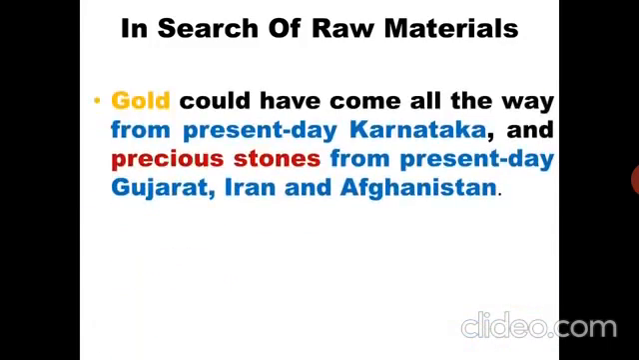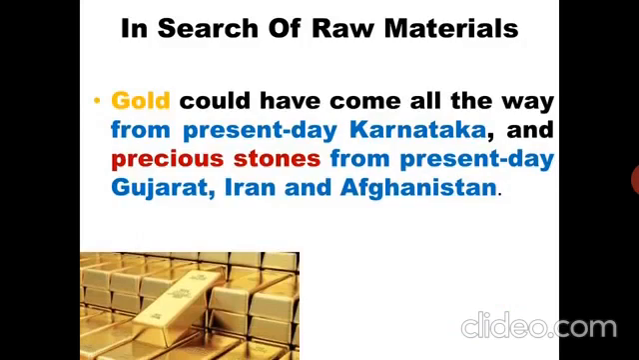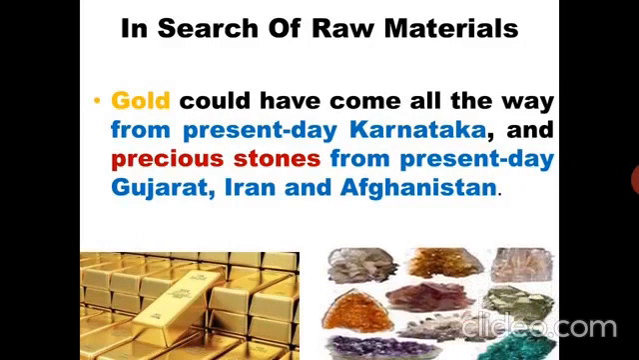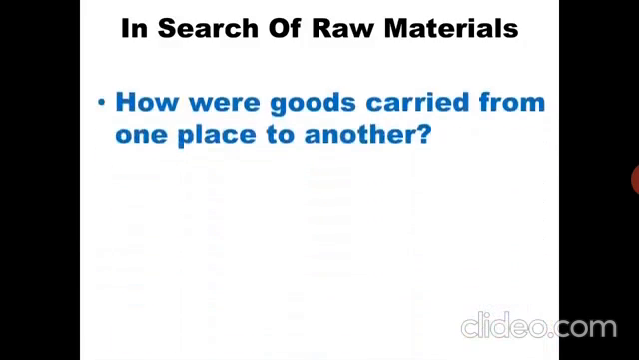Gold could have come all the way from present-day Karnataka, and precious stones from present-day Gujarat, Iran and Afghanistan. So the gold may have been bought from Karnataka, and precious stones from Gujarat, Iran and Afghanistan by the people of Harappa.